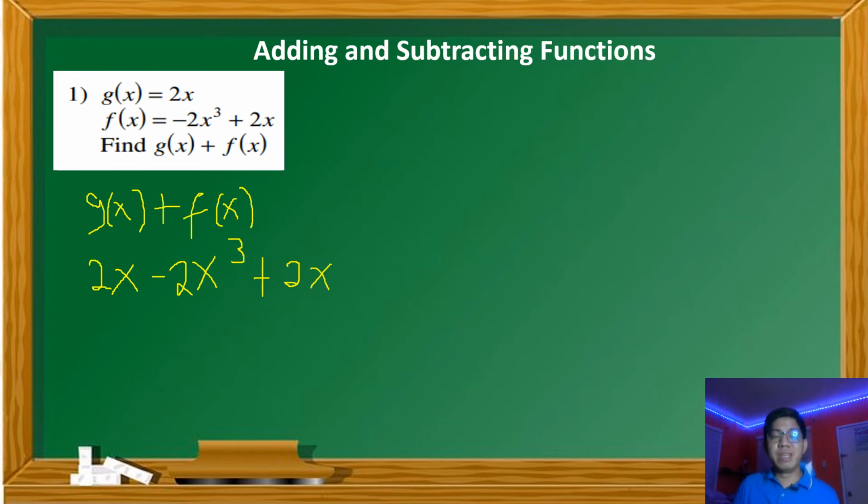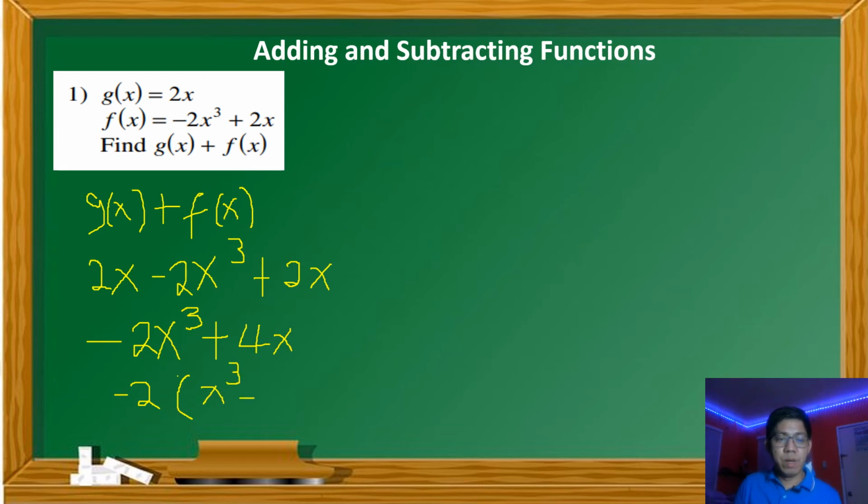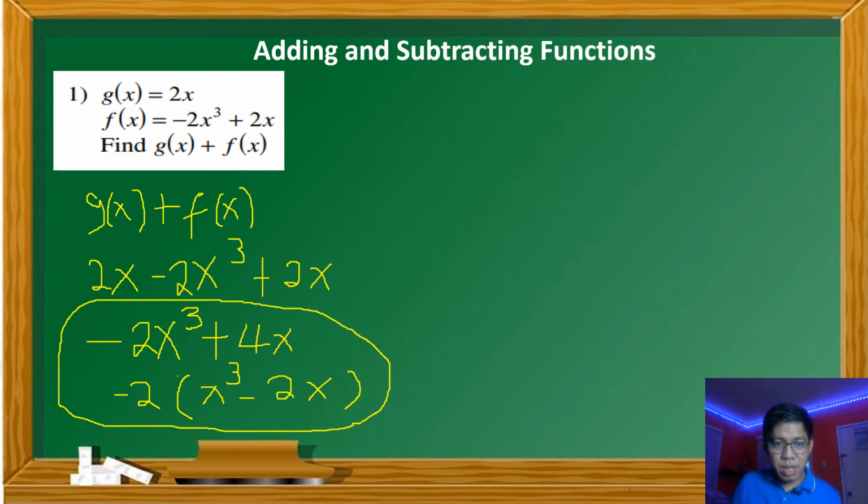Alright, so we have combining like terms. We have negative 2x cubed. Then 2x plus 2x is positive 4x. Pwede pa natin siyang i-simplify. We have 2, pwedeng negative 2 times x cubed minus 2x. Pwede yan. Yan, so therefore itong dalawa na to, pwede na yan. Yan po yung magiging final answer natin. So, sinimplify lang natin. Alright?